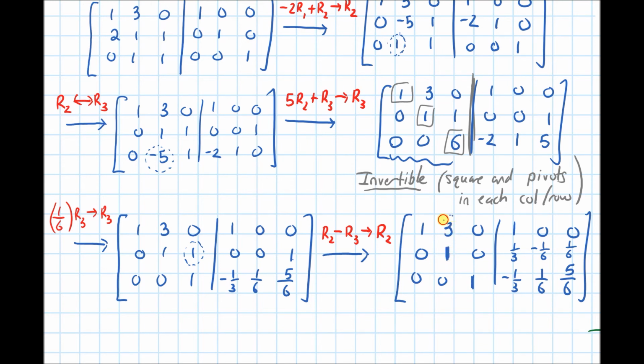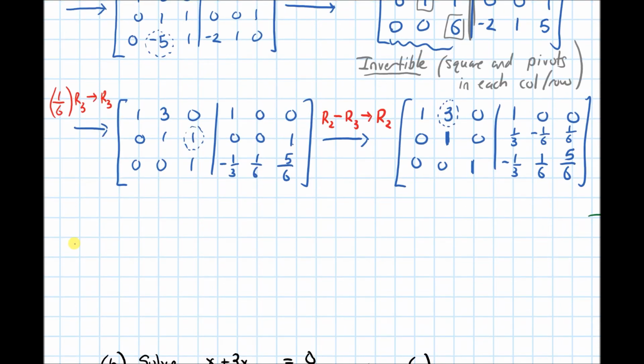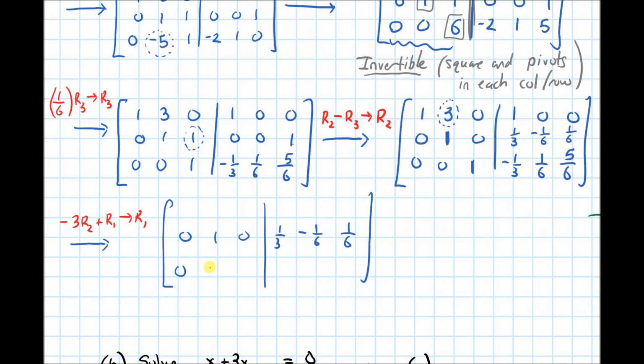I need to make the things above that become 0. So that's this 3. So I'll do that with one more row operation. I'm actually one row operation away from fully row reducing this. I'll do negative 3 row 2 added to row 1 and substitute that in to row 1. Okay, so the second and third rows stay the same. 0, 1, 0, augmented with 1/3, negative 1/6, and positive 1/6. Third row still the same, 0, 0, 1, negative 1/3, positive 1/6, and positive 5/6.